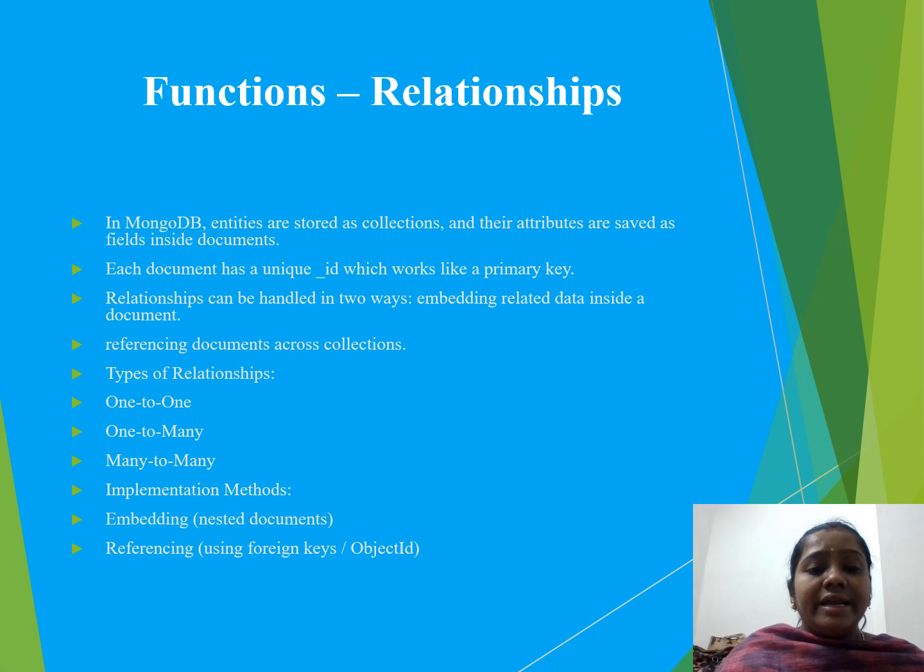So the types of relationships used here are divided into three types. One is one-to-one, then one-to-many, and many-to-many relationships. And for implementing all these, we use implementation methods with two steps. One is embedding the documents and the next one is referencing. When we use embedding the documents, we have to nest the documents in such a way that they can be clubbed together. When we use a reference document, you can use a foreign key or object ID. So this is the introduction of functions and relationships in your NoSQL.